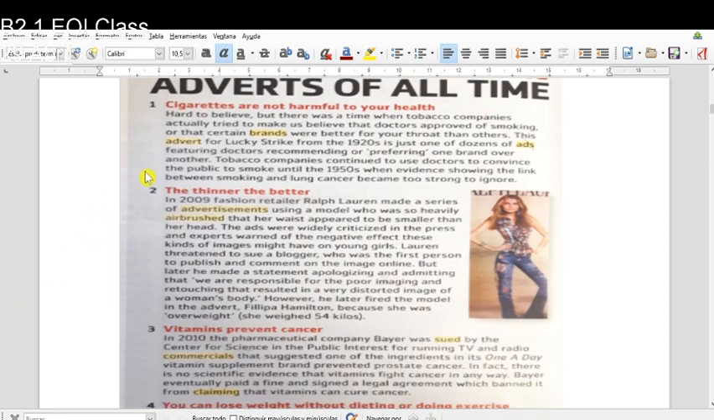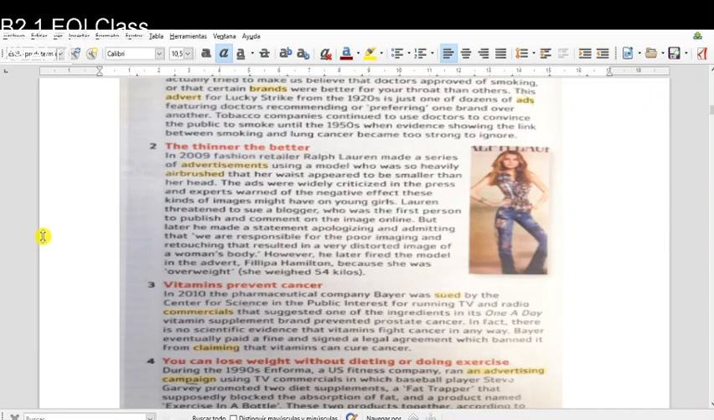In two different kinds. I had already read number 1. Let's read number 2. The thinner, the better. In 2009, fashion retailer Ralph Lauren made a series of advertisements using a model who was so heavily airbrushed that her waist appeared to be smaller than her head. The ads were widely criticized in the press, and experts warned of the negative effect these kinds of images may have on young girls. Lauren threatened to sue a blogger, who was the first person to publish and comment on the image online. But later, he made a statement apologizing and admitting that "we are responsible for the poor imaging and retouching that resulted in a very distorted image of the woman's body."